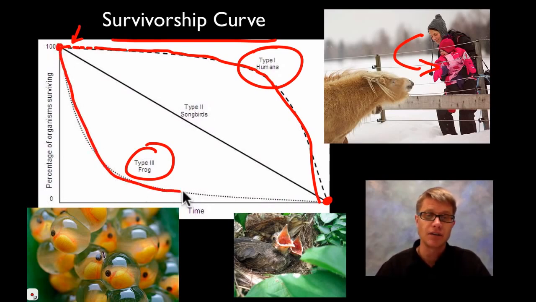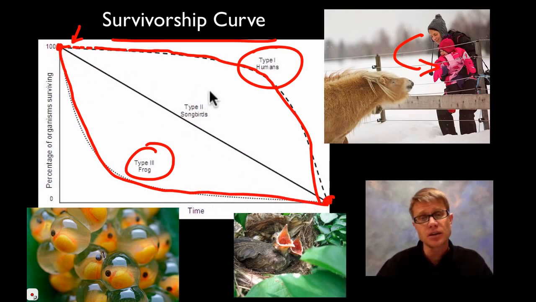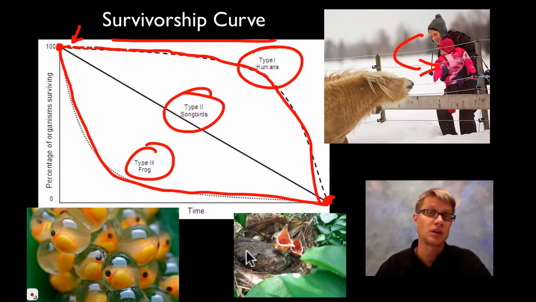But a few of them survive, and then they're going to level off, and then they're eventually all going to die. Now, we also have something in the middle, type 2 we call that. Songbirds are an example of that. And so they're going to die off at a linear rate throughout their whole life cycle. And so robins are an example of that. Robins on average live about a year, but some live a few months and some live 3 years. But on average, they're just going to drop off until they're all dead.